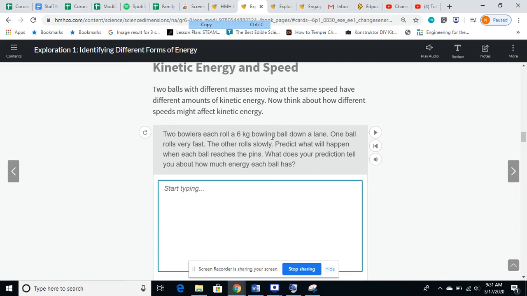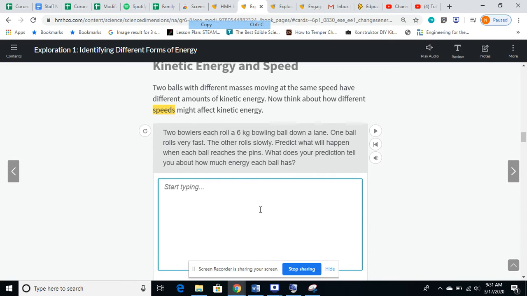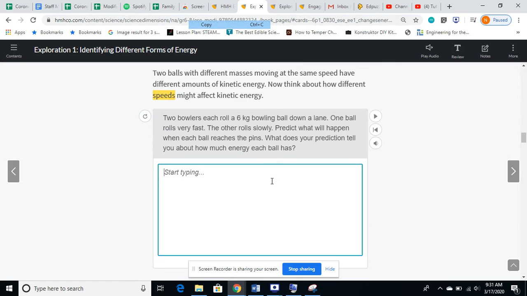Now think about how different speeds might affect kinetic energy. So this time we're going to talk about speed, not mass, because that's important too. So it says two bowlers each roll a 6 kilogram bowling ball. They're both 6 kilograms. I'm going to highlight that. One ball rolls very fast, the other ball rolls slowly. Predict what will happen when each ball strikes the pins.